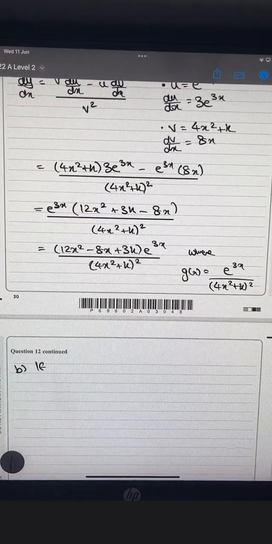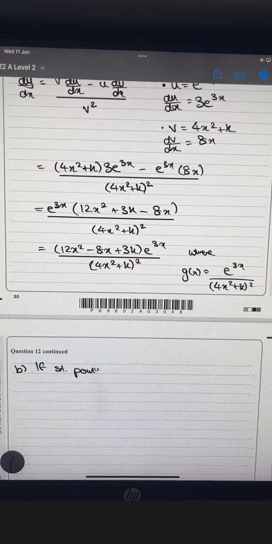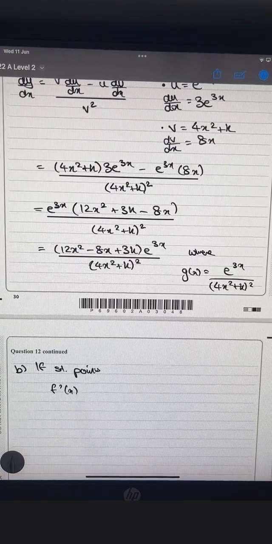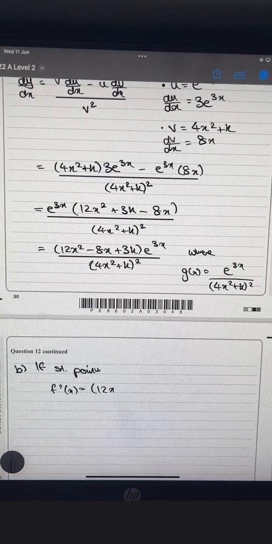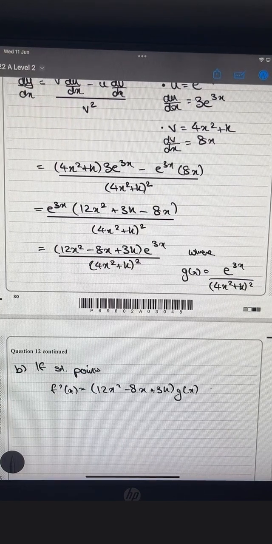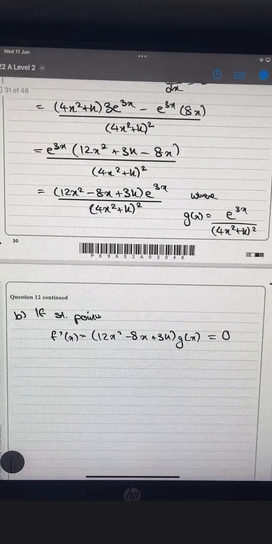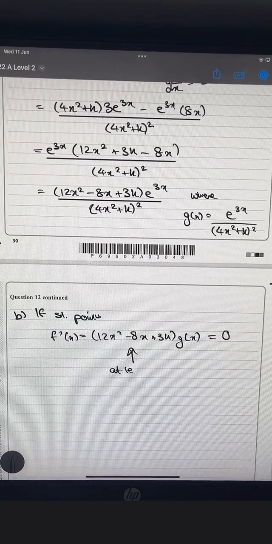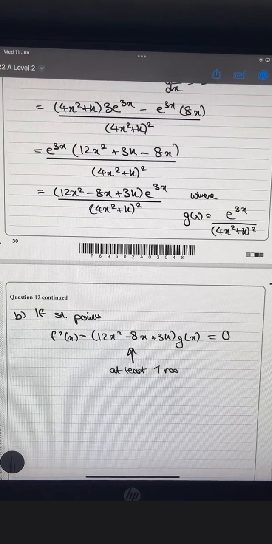So if there are stationary points, f dash of x, which is equal to 12x squared minus 8x plus 3k multiplied by g of x. I'm just going to write g of x, not the whole function, and you'll see why in a second. If it's a stationary point, the first derivative is equal to 0. So I know it's got at least one stationary point, which means that this quadratic also has at least one root.